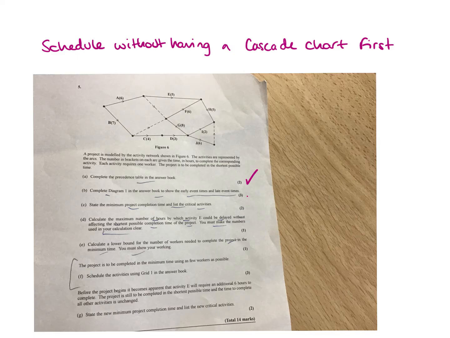Then, when you complete diagram 1, you'll have your critical activities. And then it says calculate the maximum number of hours. No, don't worry about that. Calculate the lower bound. Now this lower bound is going to help us. What is the lower bound?